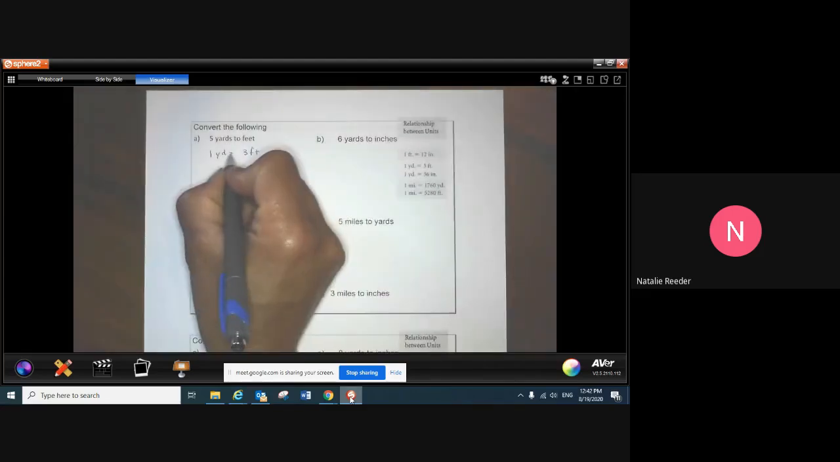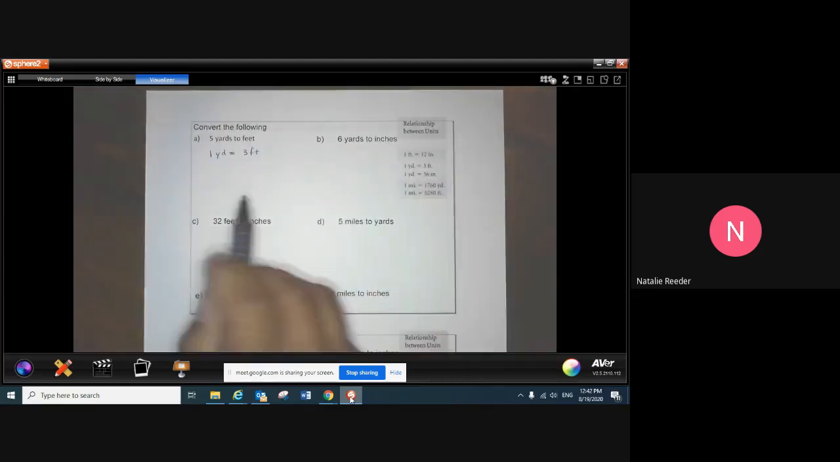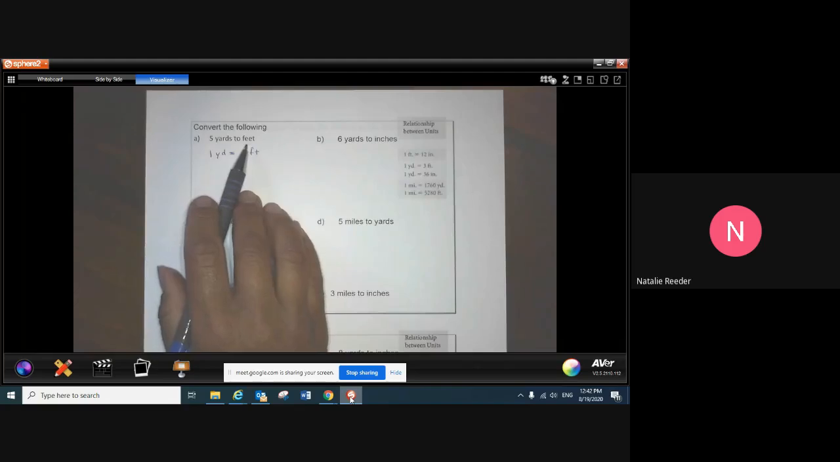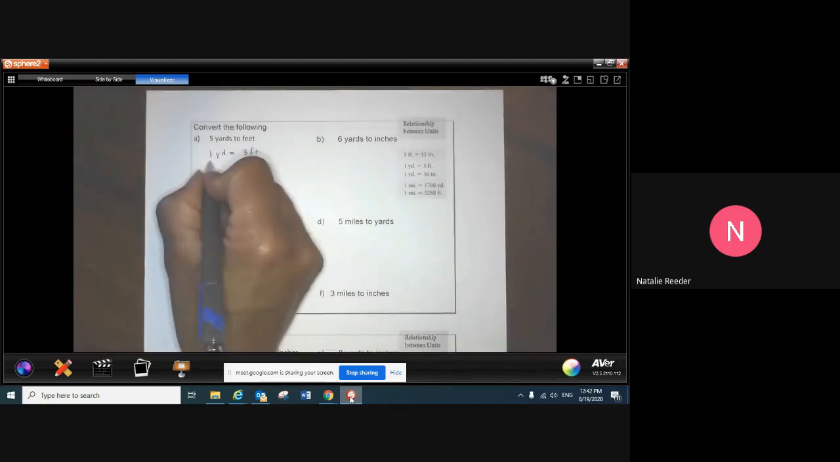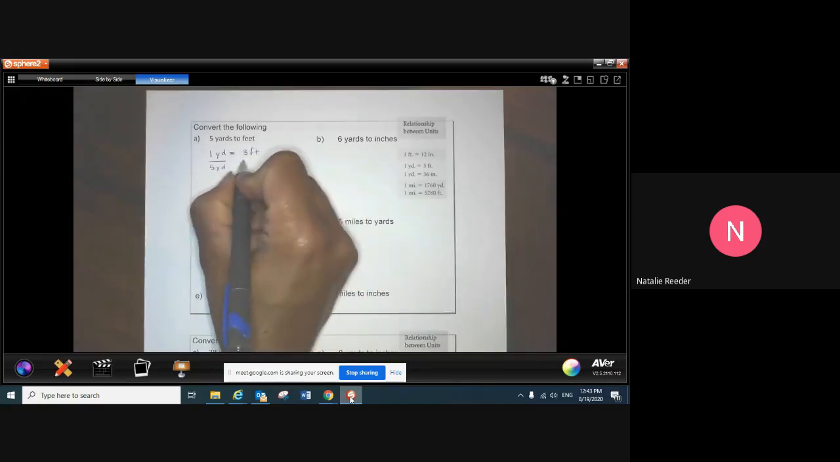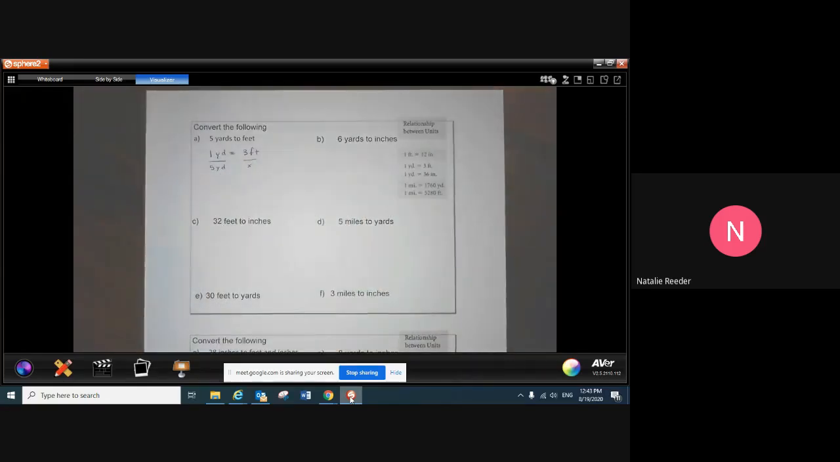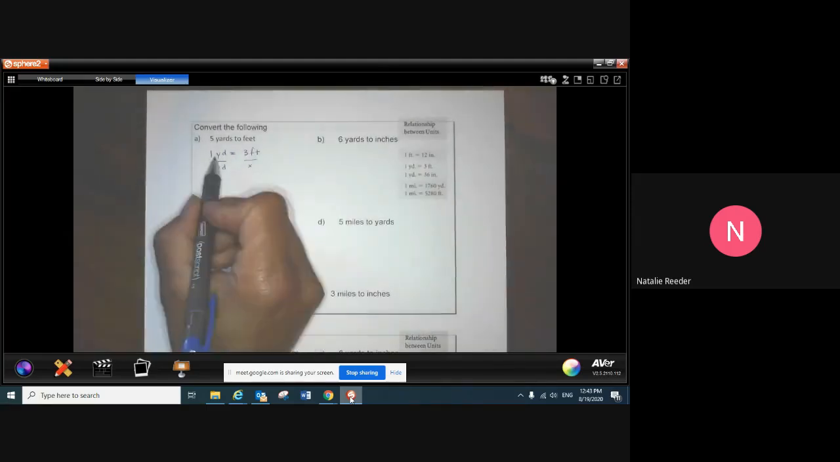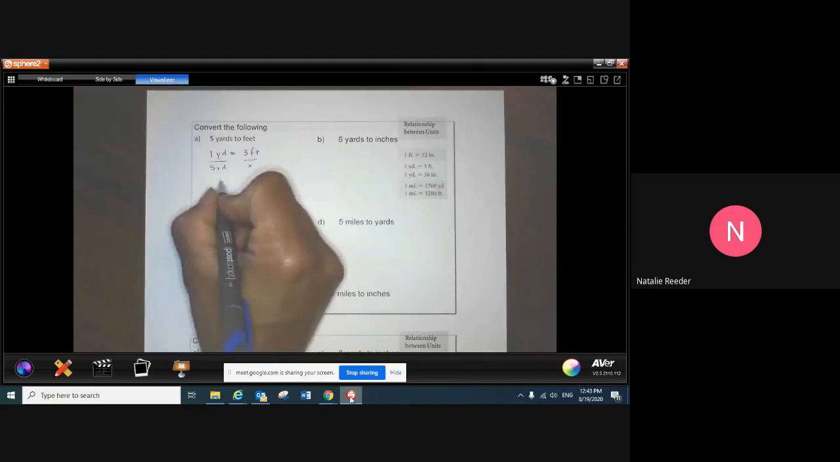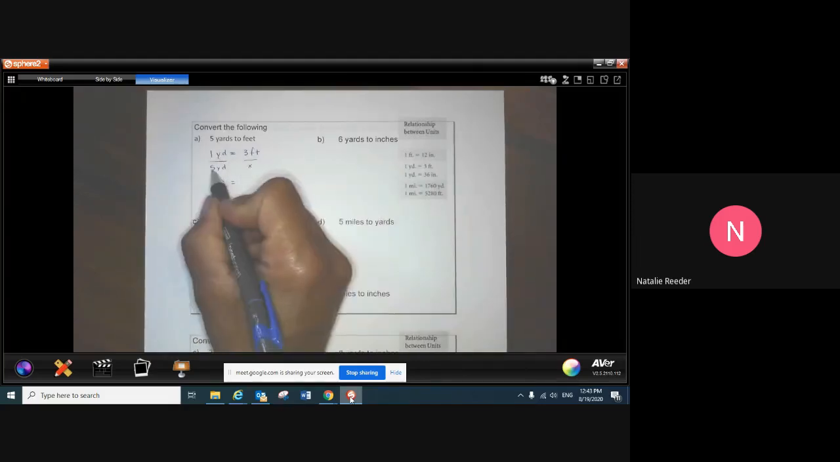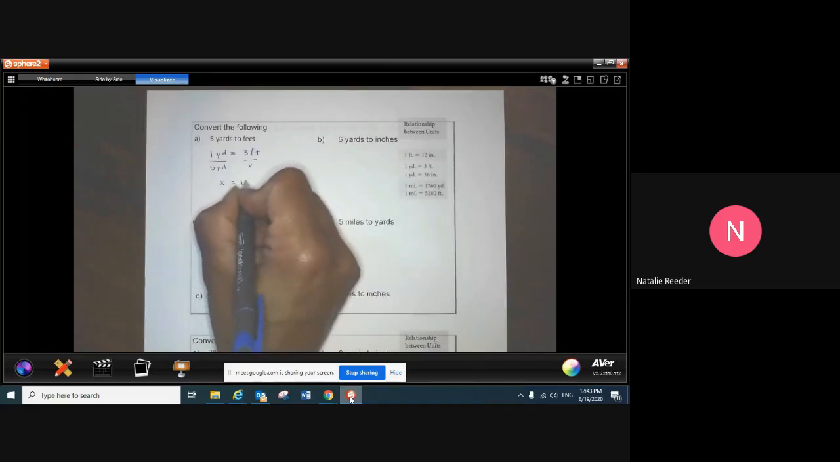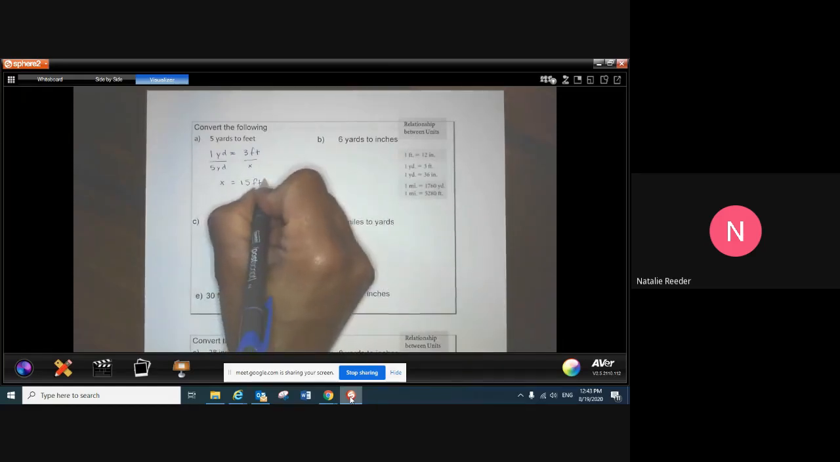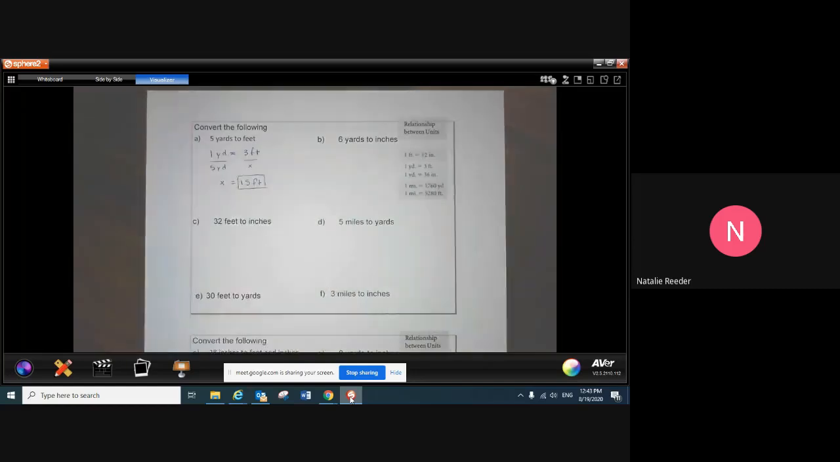Now we want to set up a proportion. We want to convert 5 yards to how many feet? So you have to make sure that you put your yards under your yards. So I want 5 yards is equal to x amount of feet. That's my variable. That's what I want to find. Once I have my proportion set up, I can solve it with cross multiplication. So 1 times x is just x, or 1x, and 5 times 3 gives me 15. So 15 feet is equivalent to 5 yards.